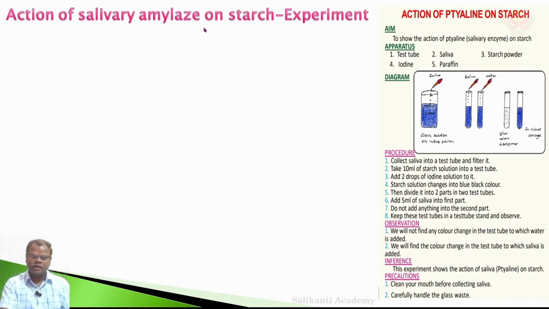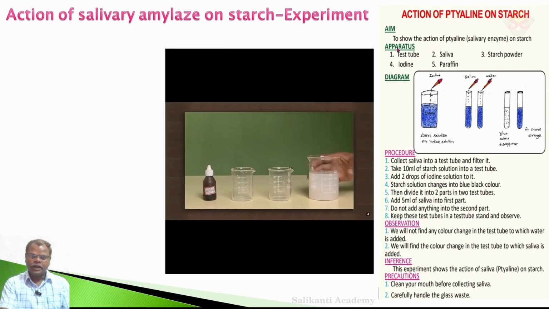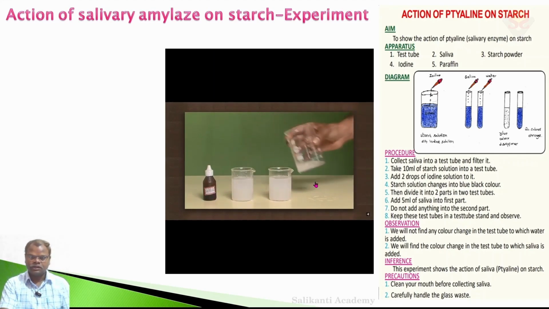Action of salivary amylase on starch experiment. In experiments, there are steps, and by doing these experiments, we must follow these steps. Now we do this salivary amylase action on starch. Students, carefully you see. The aim is to show the action of ptyalin, or salivary enzyme, on starch. Apparatus are beakers, test tubes, and iodine chemical.